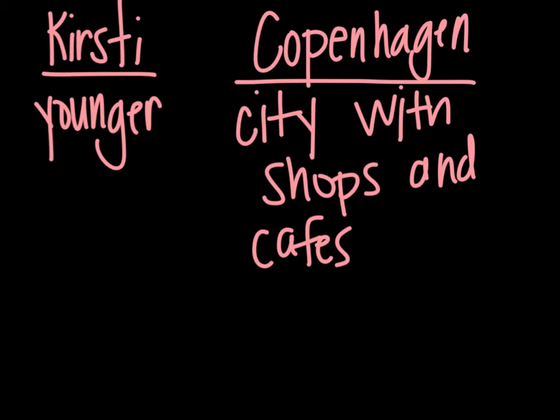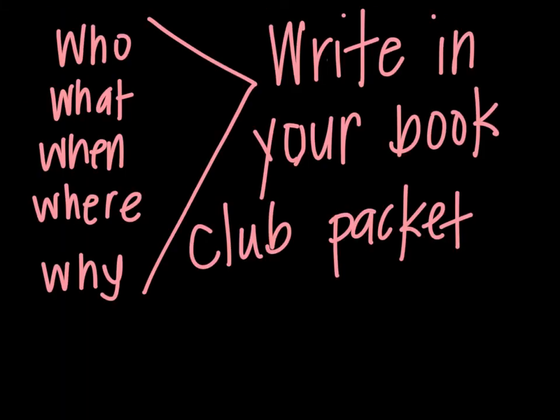Today, as you read your historical fiction book, you are going to note these things in your historical fiction packet. You are going to think about the who, the what, the when, and the where. You're going to share these with your book clubs when you meet. So be thinking about who the characters are, what they're doing, when the story took place, where the story took place, and why the things are happening. Let's make it a great reading day.